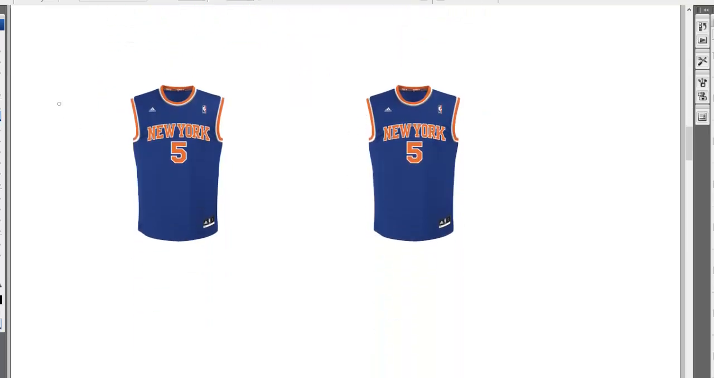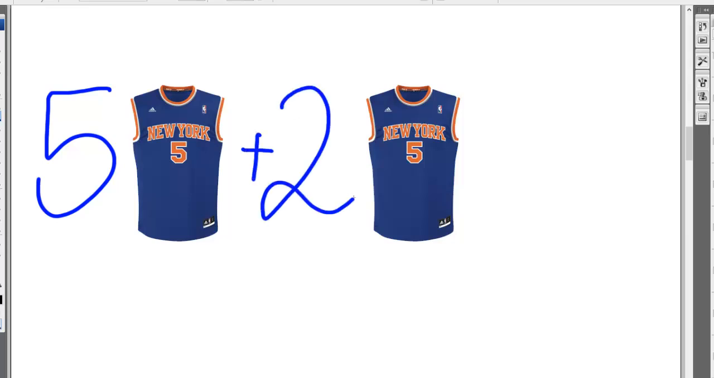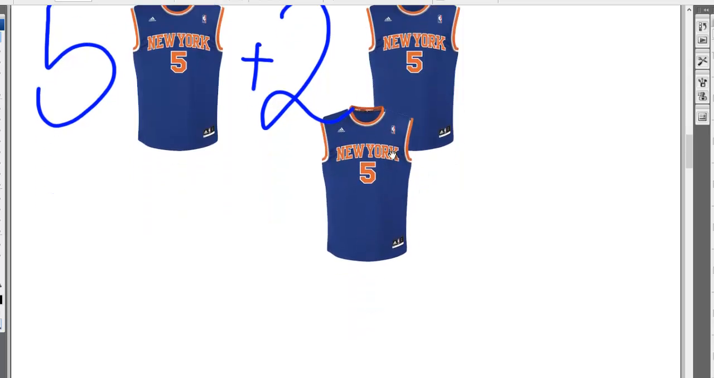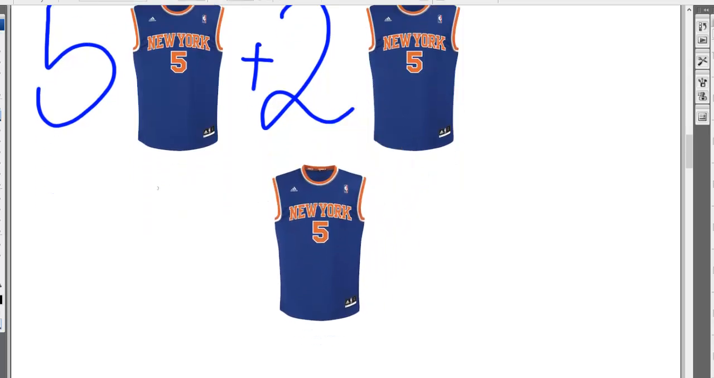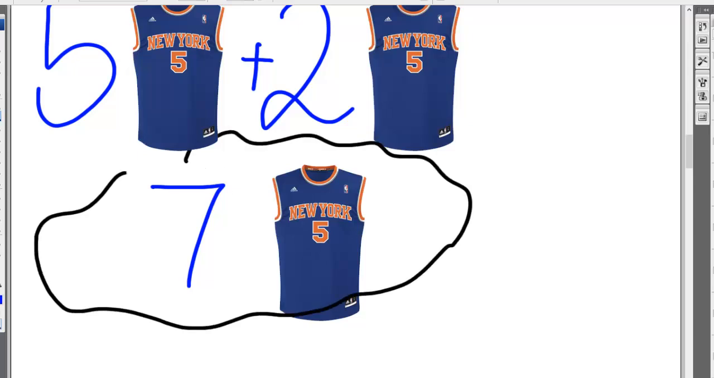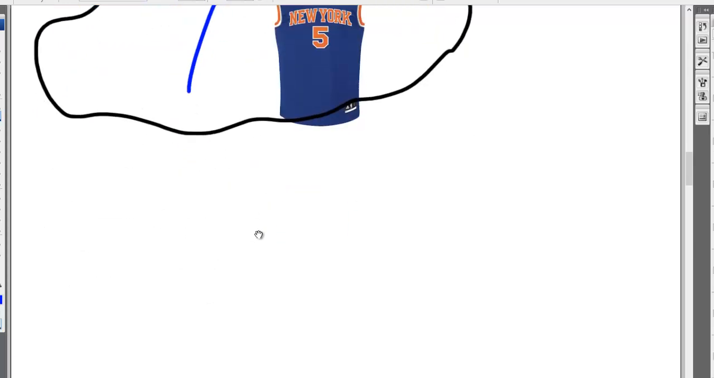So, what do I mean by that? Well, if we do, let's say, 5 Knicks plus 2 Knicks, the answer is going to be what? It's going to be 7 Knicks, right? This is our answer. The variable's staying the same. The coefficient is changing. We're adding 5 plus 2.